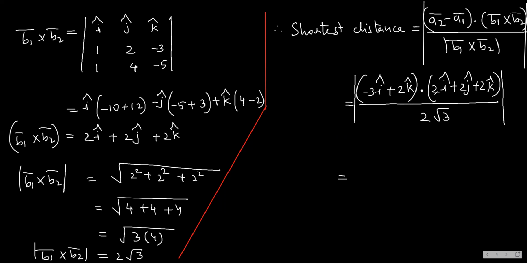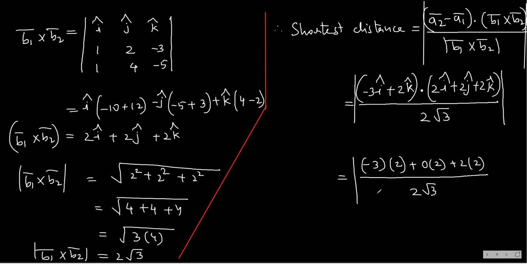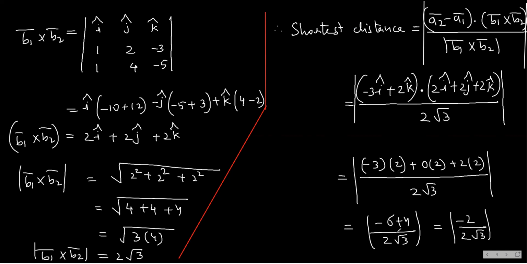Now you get the dot product of this. That dot product is minus 3. The dot product is negative 3 multiplied by 2 plus, here you have 0 j cap, so 0 multiplied by 2, plus 2 multiplied by 2, divided by 2 root 3. So you get here negative 6 plus 4 divided by 2 root 3. That is equal to negative 2 upon 2 root 3. This 2 cancels, negative 1 by root 3, but this cannot be the answer.